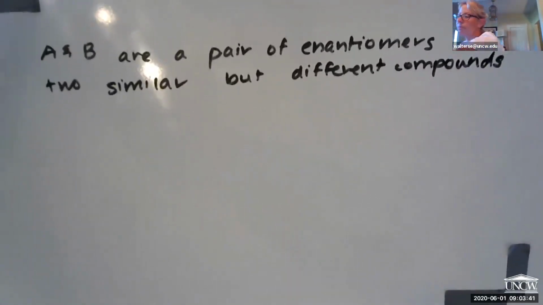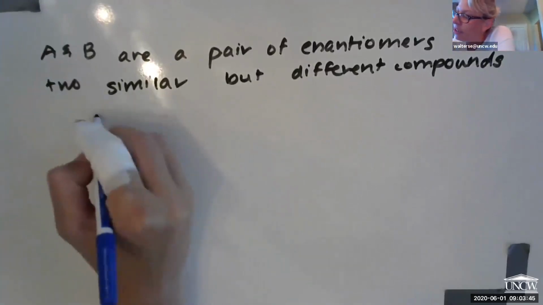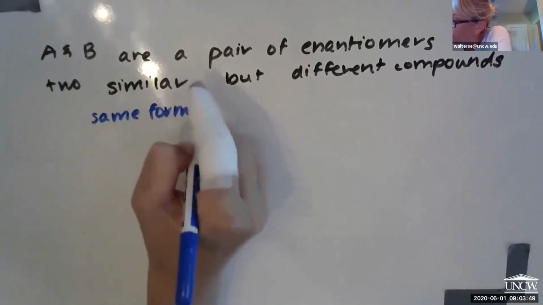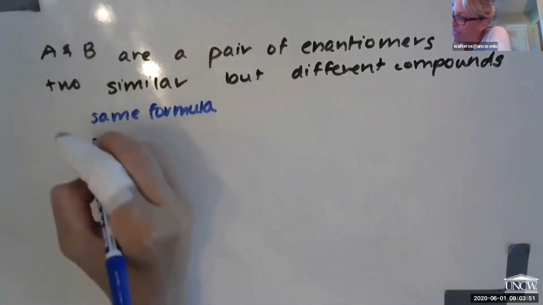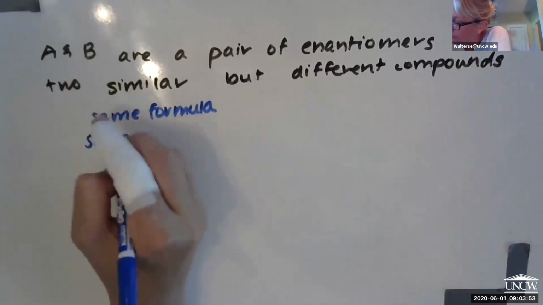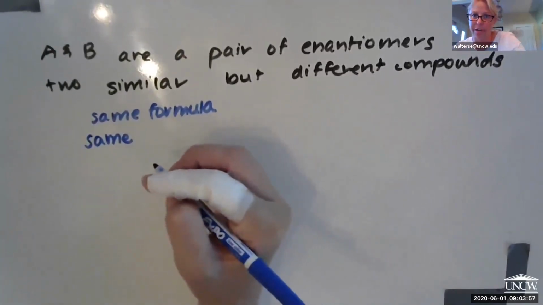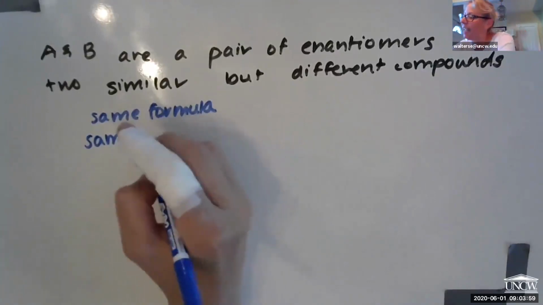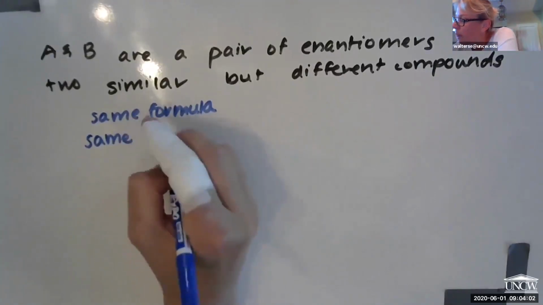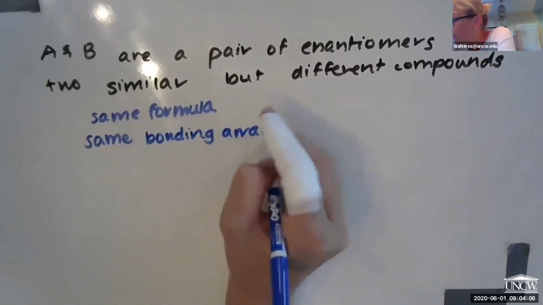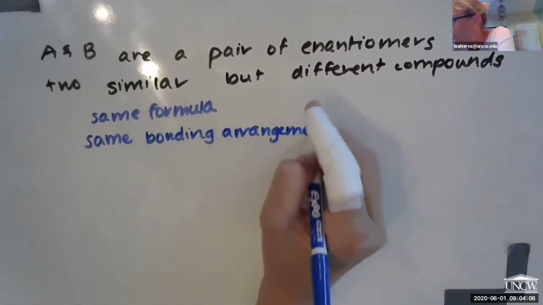Oh gosh, sorry y'all. There we go. Okay, in terms of their similarities, they're going to have the same formula. They're not constitutional isomers of one another. So they have the same bonding arrangement in terms of Lewis structures, if you were just going to draw them out.